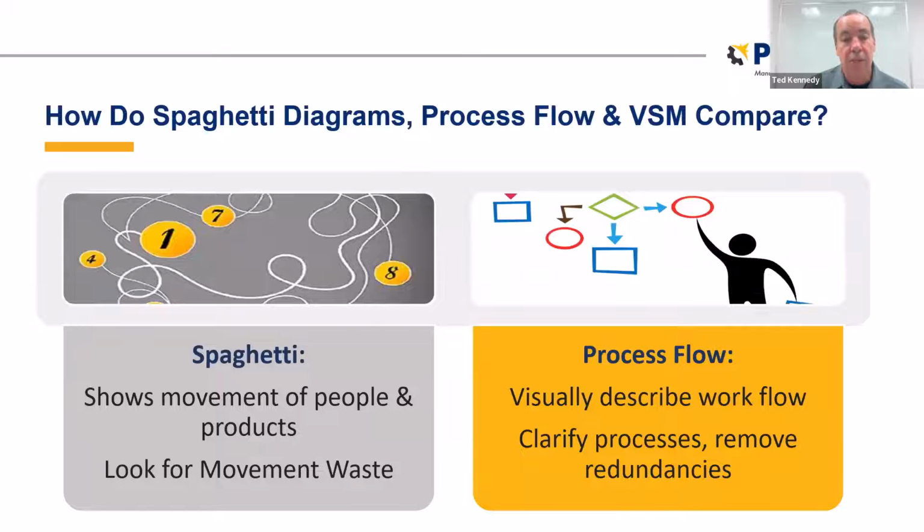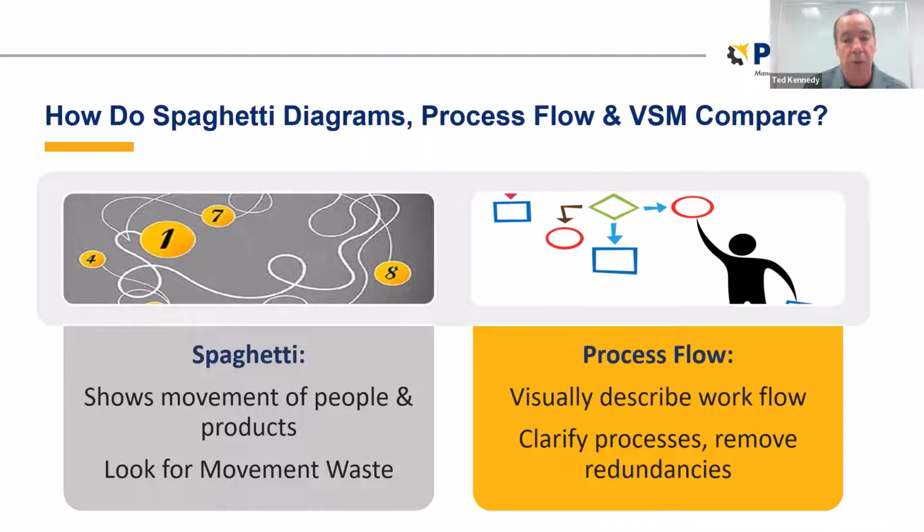There is a difference between spaghetti diagrams and process flow maps. A couple weeks ago, I had a class on spaghetti diagrams. That shows the movement of people and products through the building and really looks at movement waste: how long a distance products have to move going from operation to operation, or the walking distance of people to do their work to get the product out.